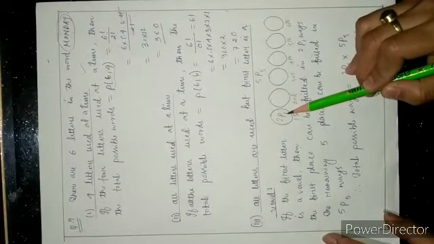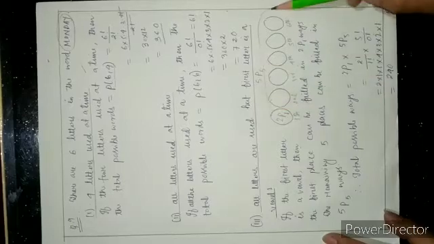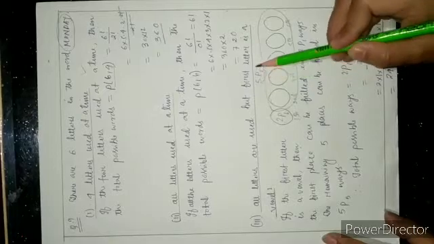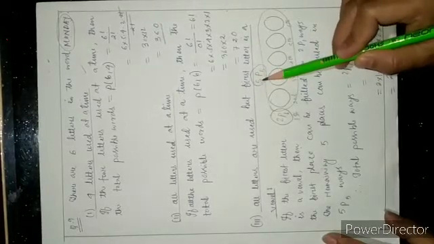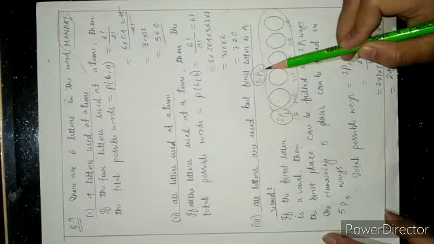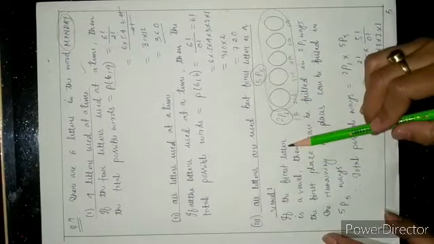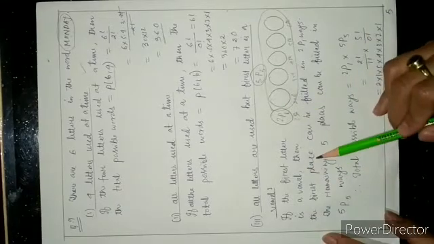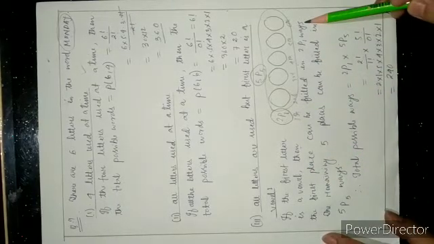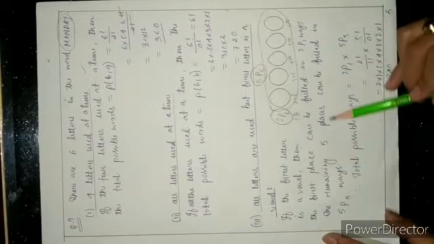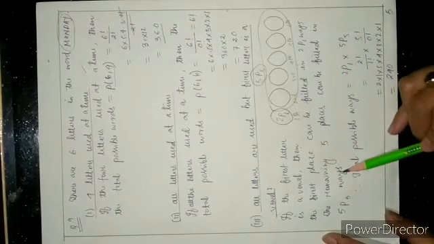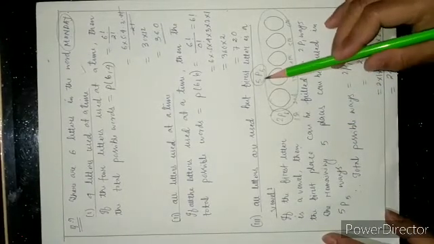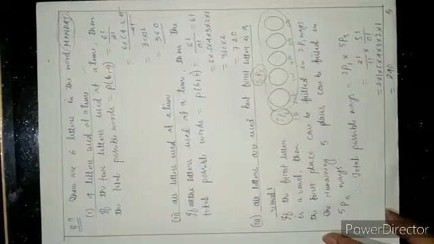The letters cannot be repeated. The remaining 5 vacant places can be filled up in 5P5 ways. If the first letter is a vowel, the first place can be filled up in 2P1 ways. The remaining 5 places can be filled up in 5P5 ways.